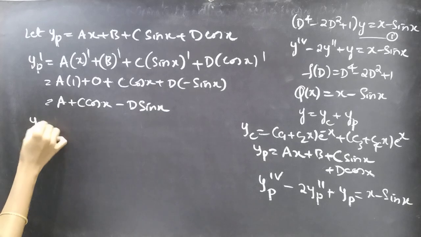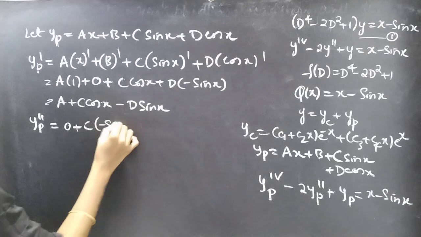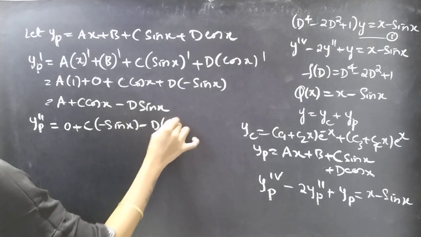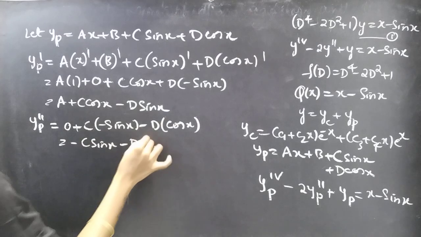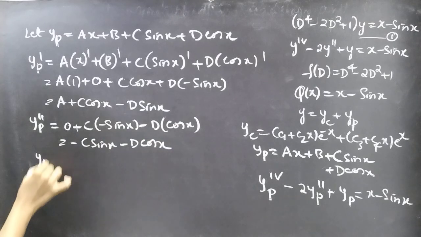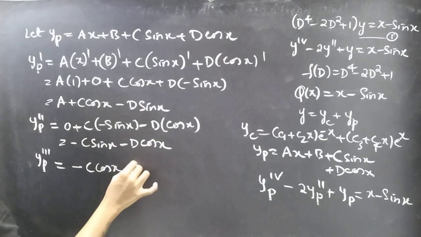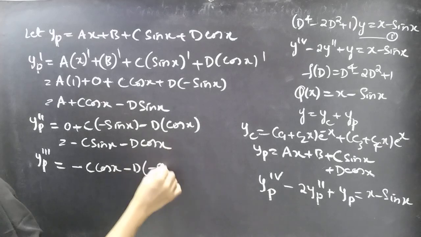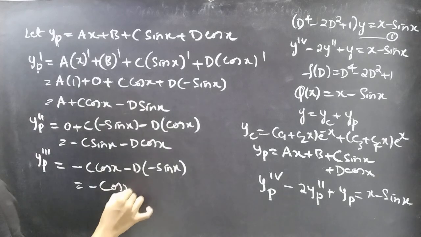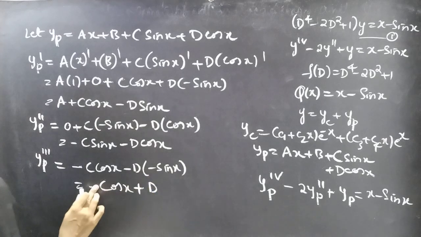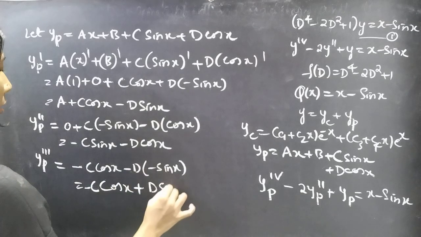Now coming to yp double dash, equal to derivative of a, 0, plus c into derivative of cos x, minus sin x, minus d into derivative of sin x, cos x, which gives us minus c sin x minus d cos x. Now coming to yp triple dash, equal to minus c into derivative of sin x, cos x, minus d into derivative of cos x, which is minus sin x, which gives us minus c cos x, minus into minus plus, plus d sin x.